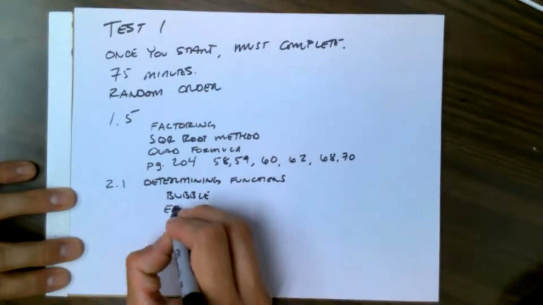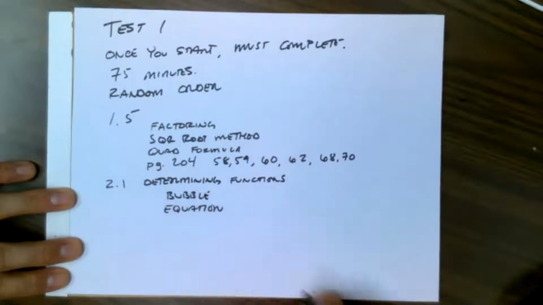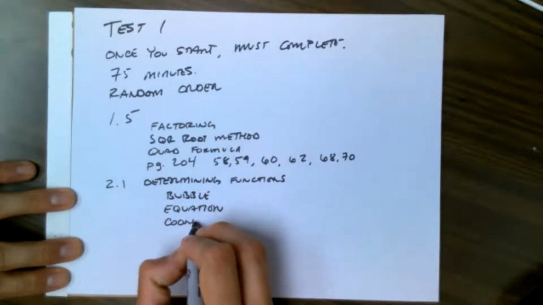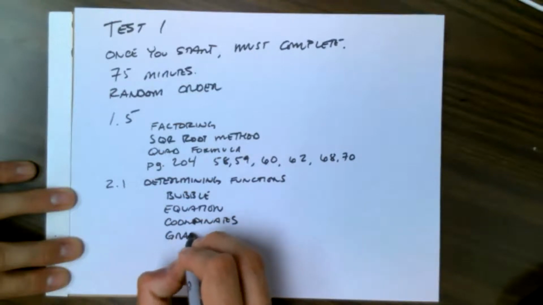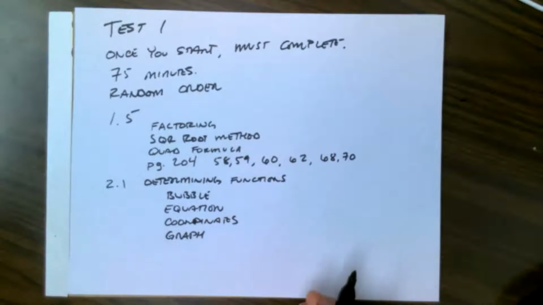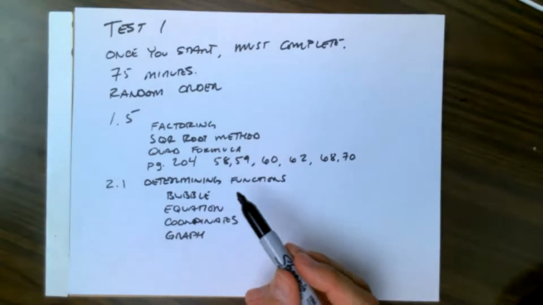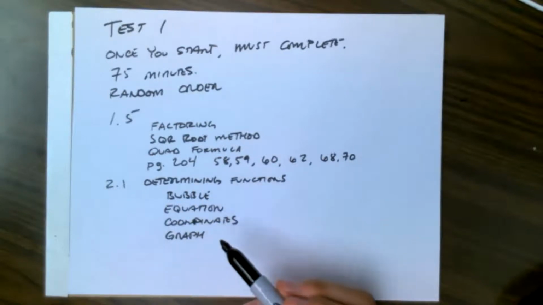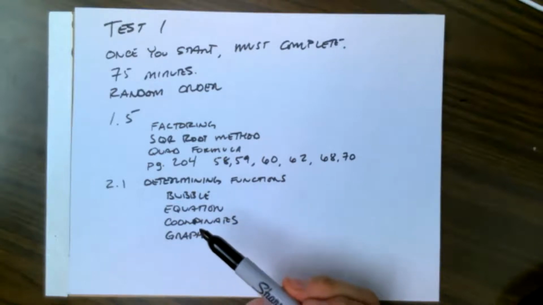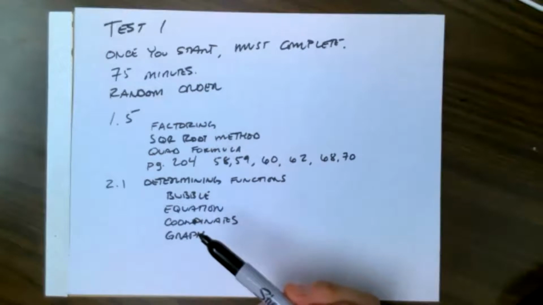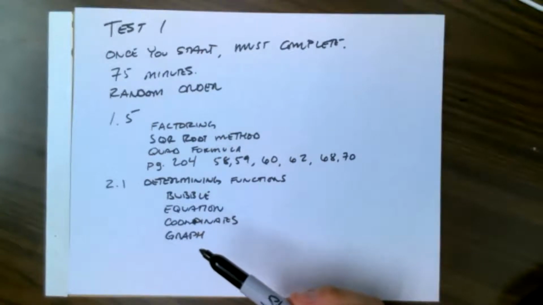You've got if an equation is a function, if a group of coordinates are a function, and if a graph is a function, okay? If you go back to that lecture, you'll know exactly what I'm talking about. But we went over the 4 different ways to determine if something was a function. Let me see. I mean, there was other stuff too.